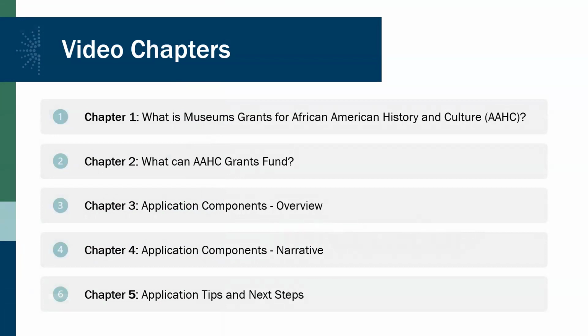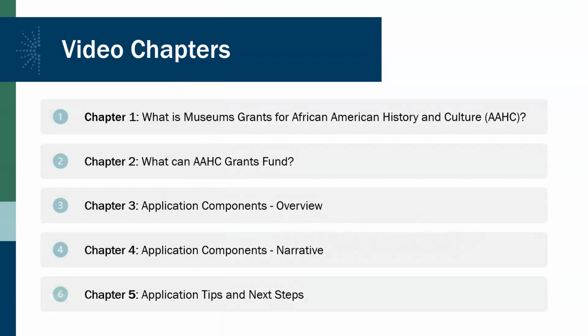Application Components Introduction. This section describes the types of documents that are needed to create an AAHC grant application. Application Components Narrative. This section provides guidance on composing the narrative part of the application. Application Tips and Next Steps. The concluding section provides a few tips and next steps.